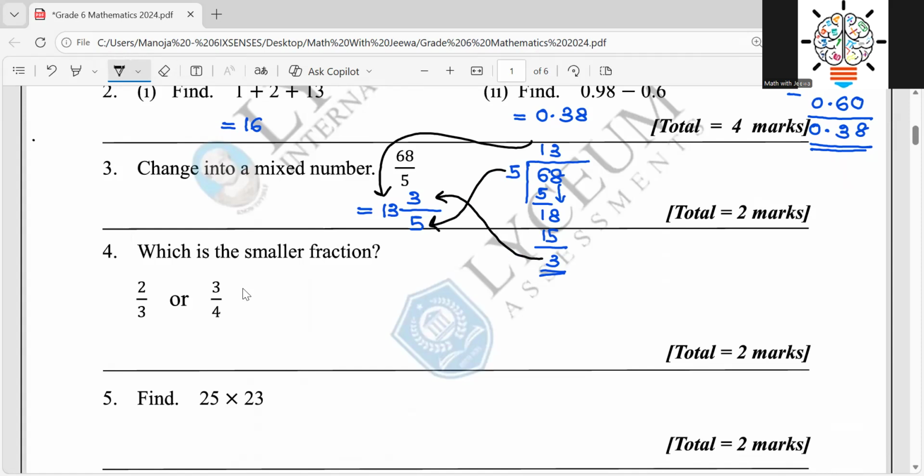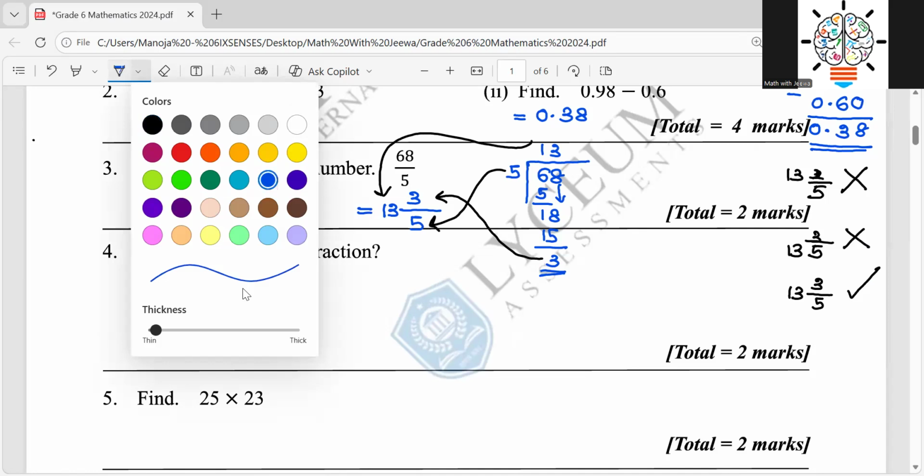And the other thing, children, when you're writing the answers, if you just write 13, 3 over 5, this is wrong, right? When you're writing it, you want to write 13, and in the middle I draw the line and I write 3 and 5 like this. This is the correct way of writing a mixed number, right? So then we will move to the next question, right?